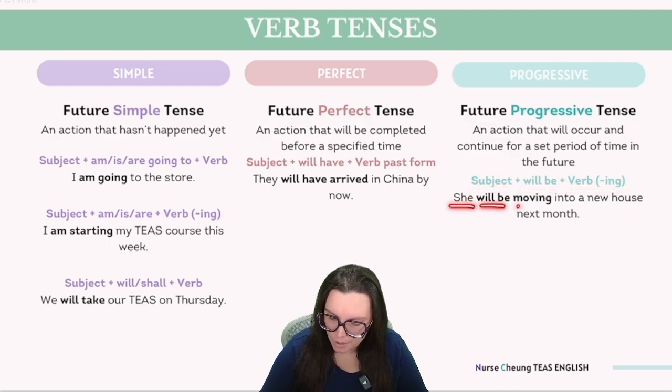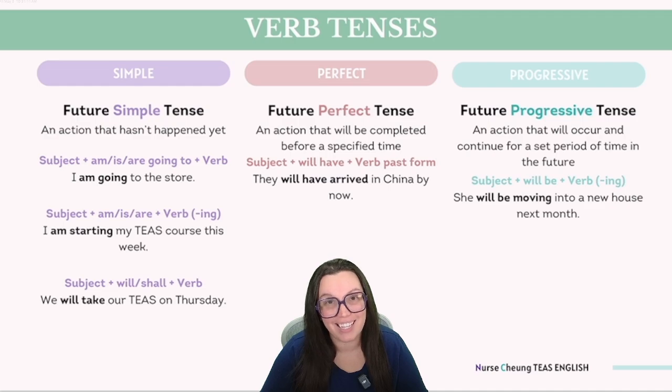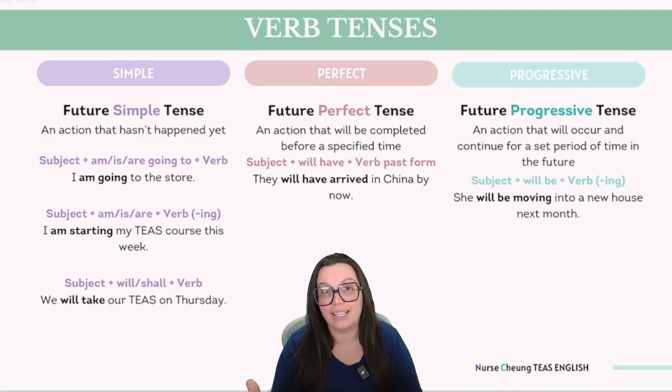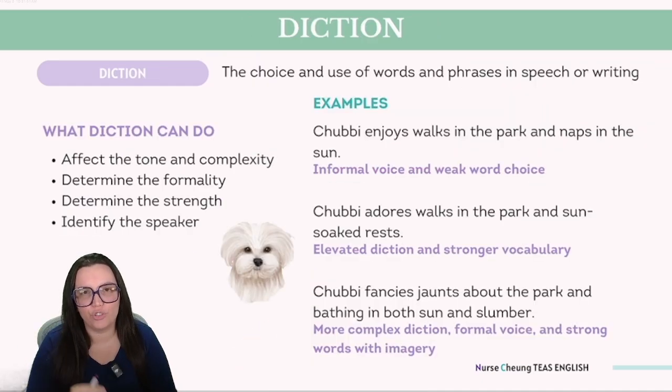She will be moving into a new house next month. This indicates that the action of moving is going to take place and be ongoing at a future time. Understanding diction is crucial when we are trying to excel at the ATI TEAS exam.